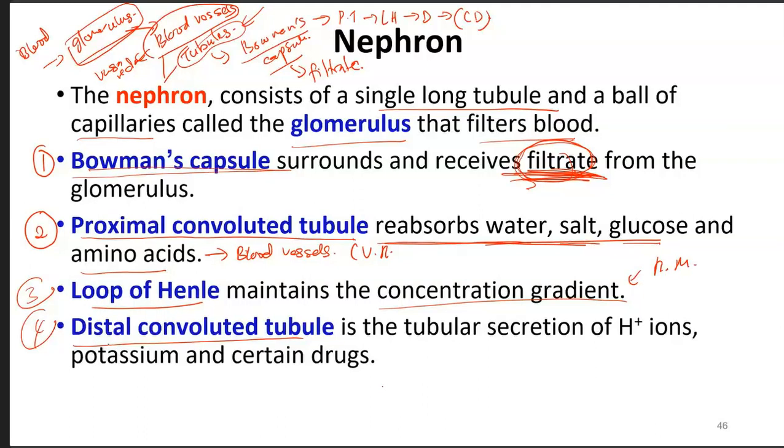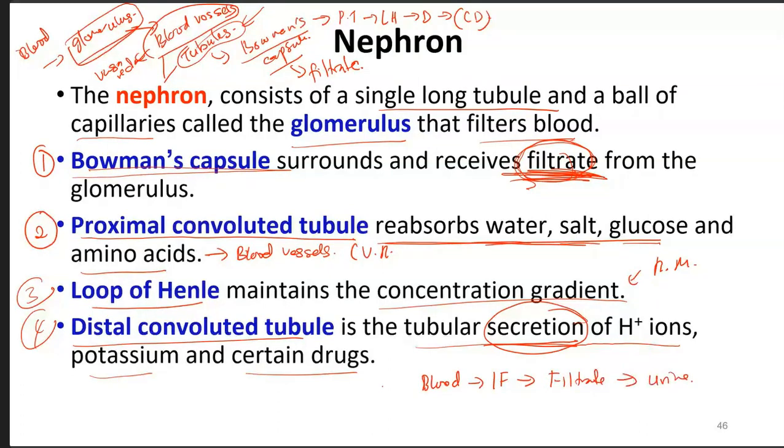And then the distal convoluted tubule is where tubular secretion of hydrogen ions, potassium, and certain drugs occurs. The term secretion is used for the movement of solute from blood, from blood into interstitial fluid into the filtrate, and it will become urine. That is the term secretion.